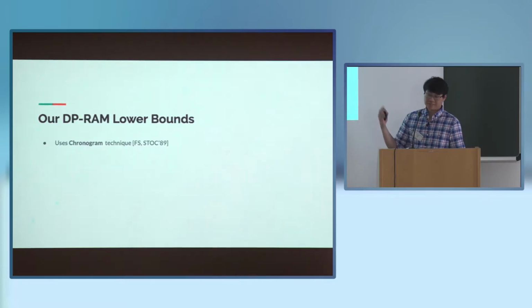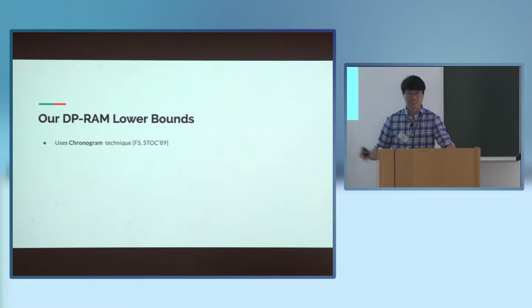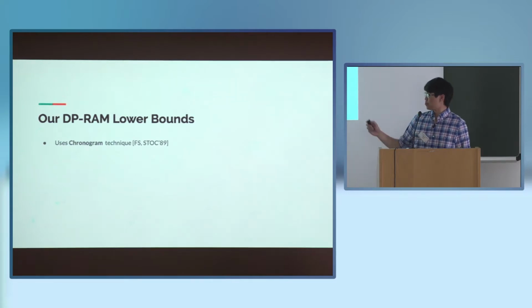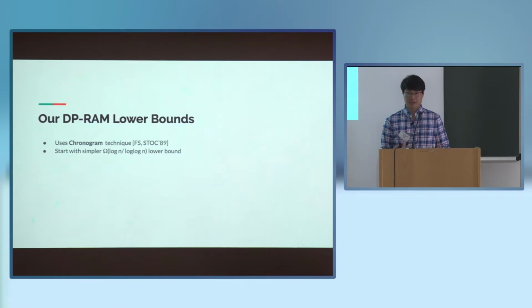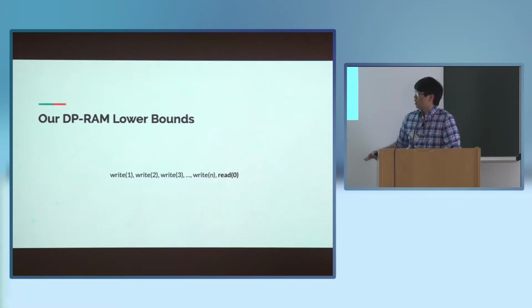All right, so how do we do this? We use this chronogram technique by Friedman and Saks, which is actually older than the information transfer technique. So what is it? What I'm going to do here is present a simple log n over log n lower bound, and I'll tell you the ideas of how to get back the log n factor a little later.